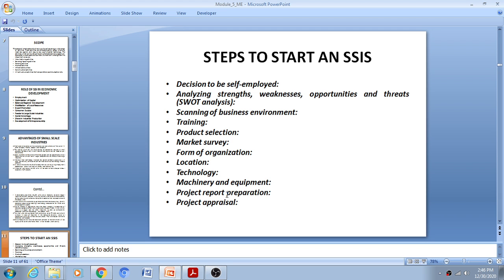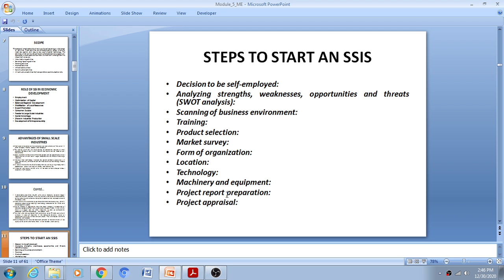The next one is technology. Now, as we all know, technology changes day by day. It's a fast-moving world. So you should be quick enough to identify the technology which suits your form of organization. What kind of technology do you want to implement in your industry is also to be identified and is also a very important step.